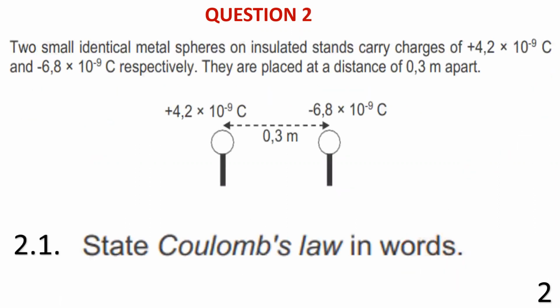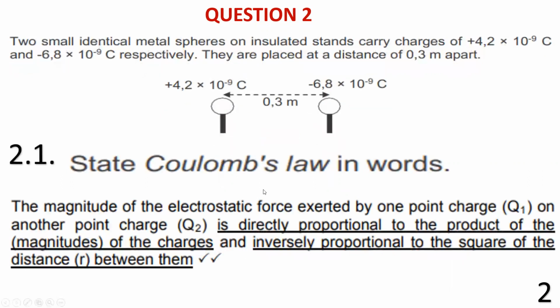Okay. Next question states Coulomb's law in words. What are they asking for in this question? We have 2 charges, 1 positive, 1 negative, 0.3 meters from each other, and they ask you for Coulomb's law. We know the magnitude of electrostatic force between Q1 and Q2 is directly proportional to the charges and inversely proportional to the square of the distance.